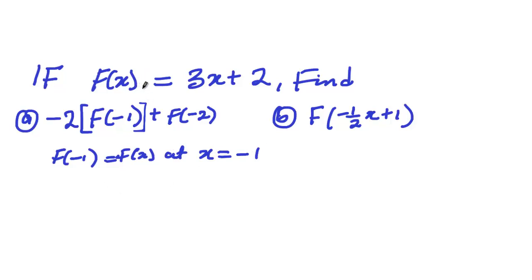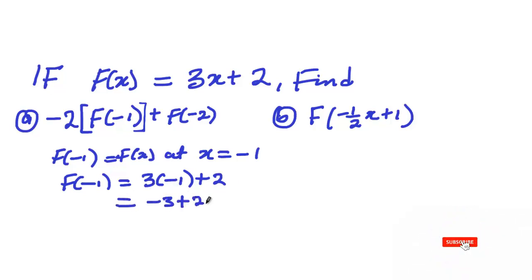And we know our f of x to be equal to 3x plus 2. So we can use that to determine f of minus 1. F of minus 1 implies wherever we see x, we replace with minus 1. That will be 3 into bracket minus 1, plus 2. And 3 times minus 1 is minus 3, plus 2. And minus 3 plus 2 will give us minus 1. So f of minus 1 is minus 1, okay?